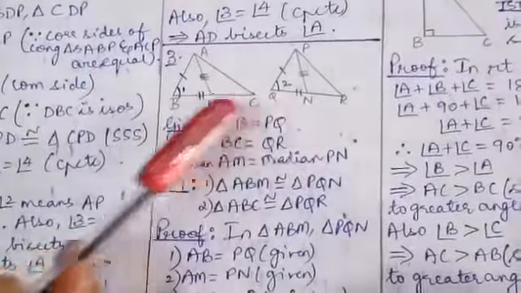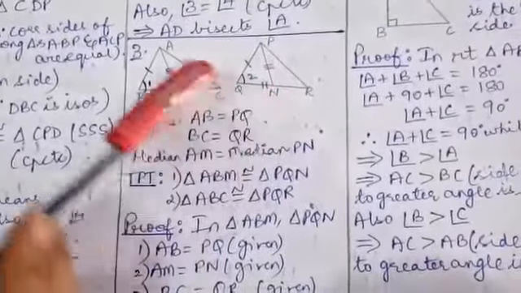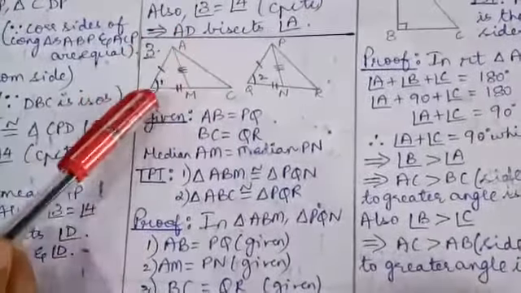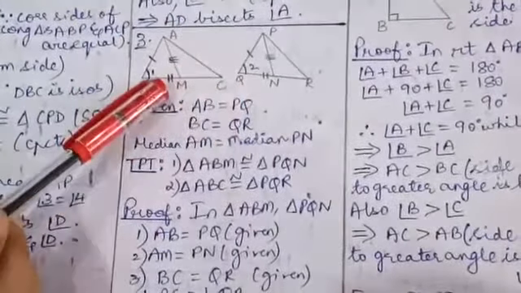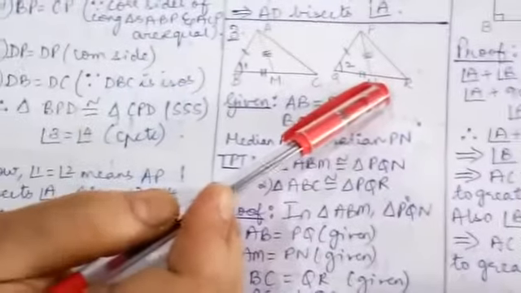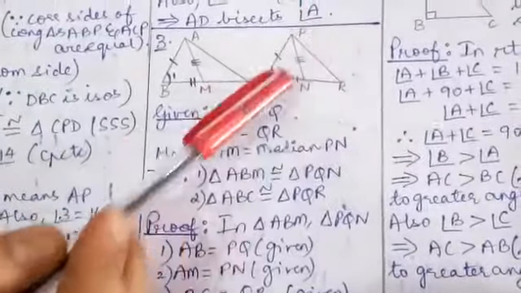We have two triangles, ABC and PQR here. AM is the median from the vertex A to the side BC in this triangle ABC. PN is the median from the vertex P to the side QR in triangle PQR.